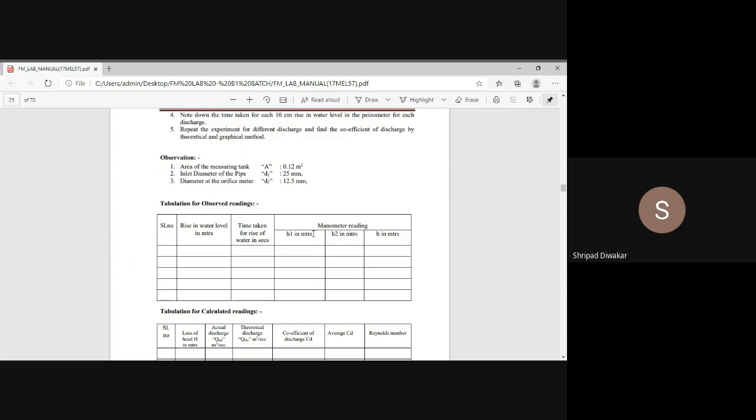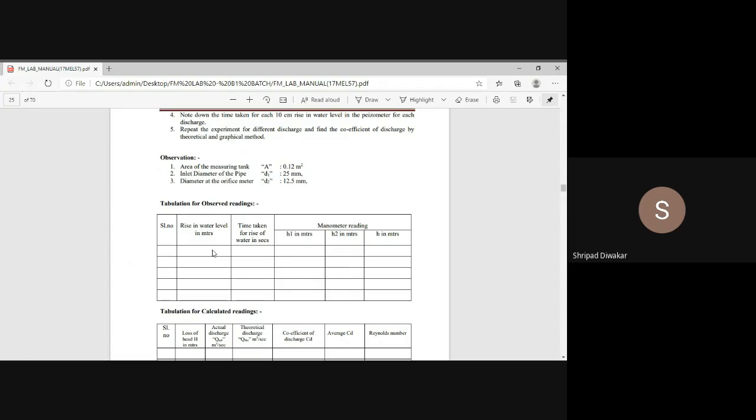Remember, we are getting the readings in centimeters, but we have to record them in meters. If it is 20 centimeters, it is 0.2 meter. If it is 30 centimeters, it is 0.3 meter. The conversion factor is most important in the fluid mechanics lab. So don't put the readings you have taken directly. You have to convert the readings.